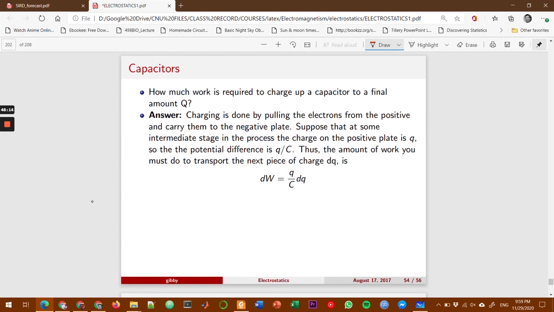Electrons will always stay where the positive charge is because they attract. So you take electrons from the positive and carry them to the negative plate. That's how you do charging of your capacitor. Suppose that at some intermediate stage in the process, the charge on the positive plate is Q, so that the potential difference is Q over C, because capacitance is Q over V, therefore V is Q over C.